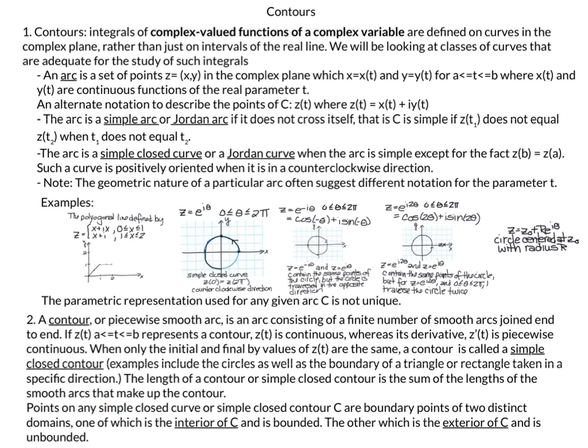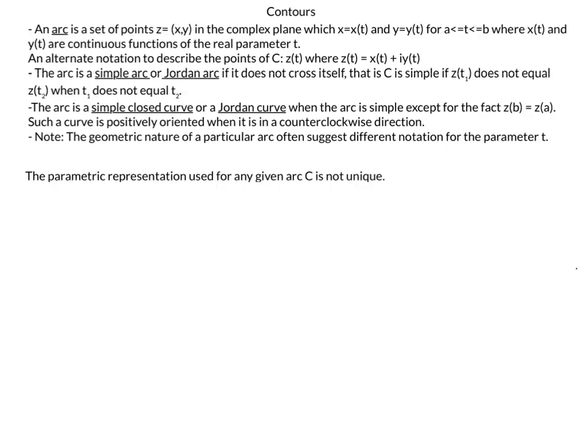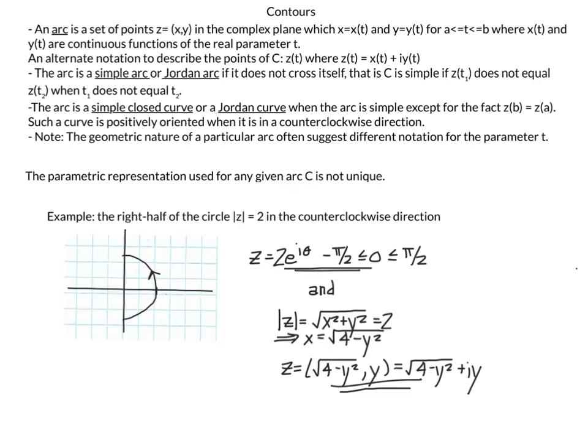Now we have a couple of other definitions to finish up our content. This first statement isn't so much a definition as an observation: the parametric representation used for any given arc C is not unique. For example, to parameterize the right half of the circle of modulus z equals 2, in other words radius 2, in the counterclockwise direction, we can use our exponential form. So z equals 2e^(iθ), where θ goes between negative pi over 2 and pi over 2, which just reflects that we want the right half of the circle.